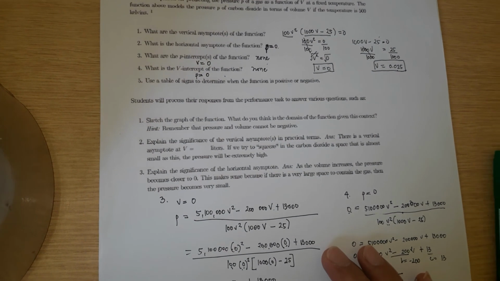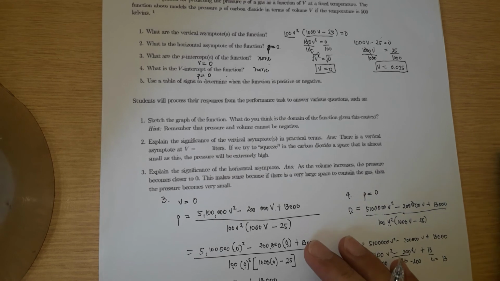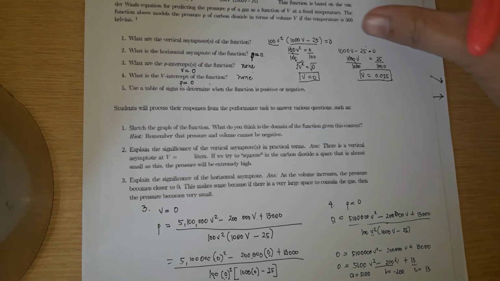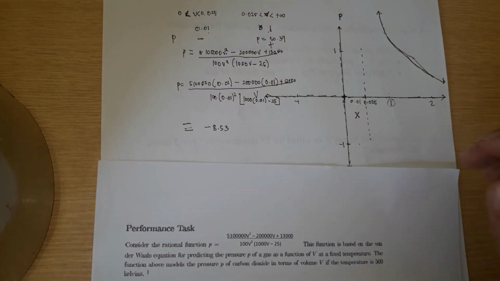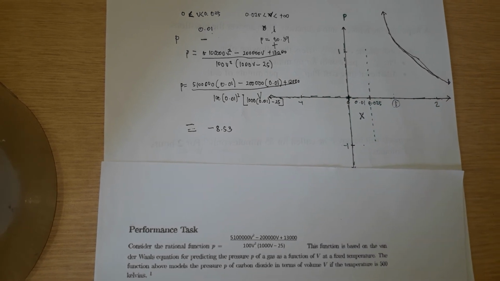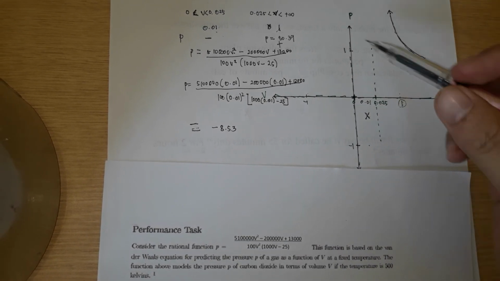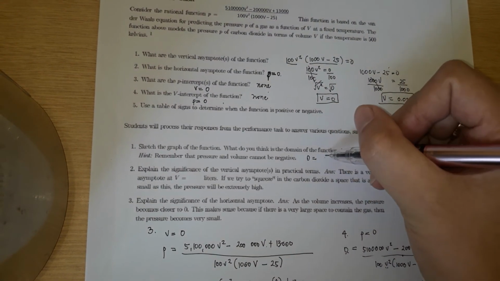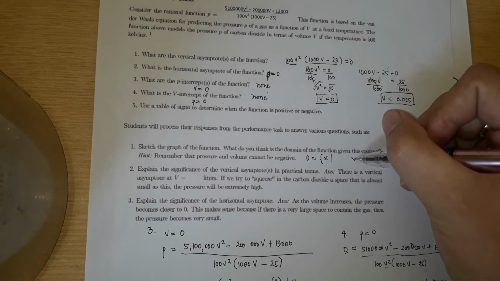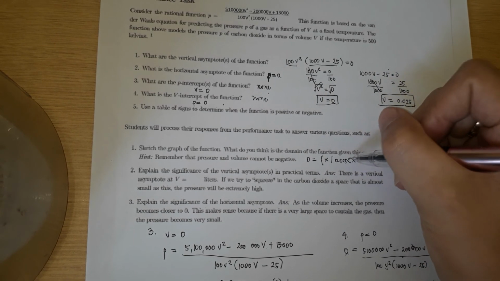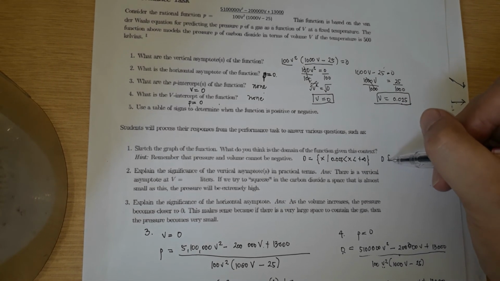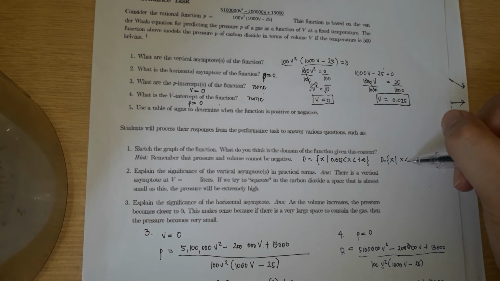So the first question is, sketch the graph of the function. What do you think is the domain of the function given this context? For the domain, you just look at the x-axis. Where does the graph have values? Again, it's not allowed here. So it means it is positive only here. So this is the domain. Or the domain is x such that x is between 0.025 and positive infinity, or x such that x is greater than 0.025.